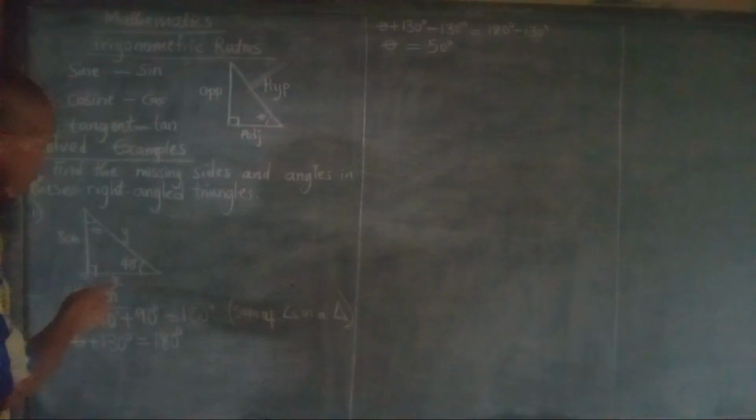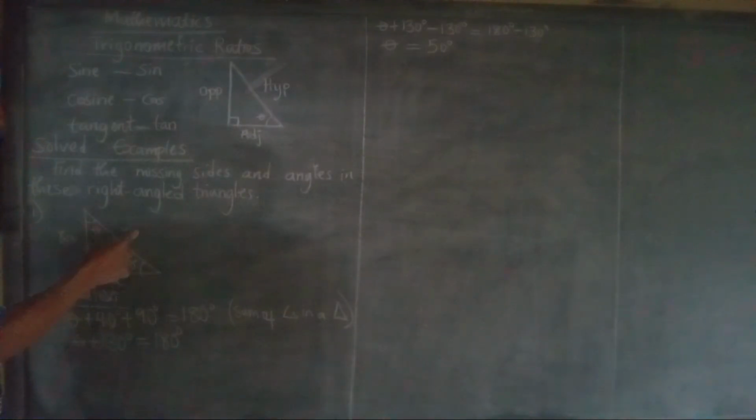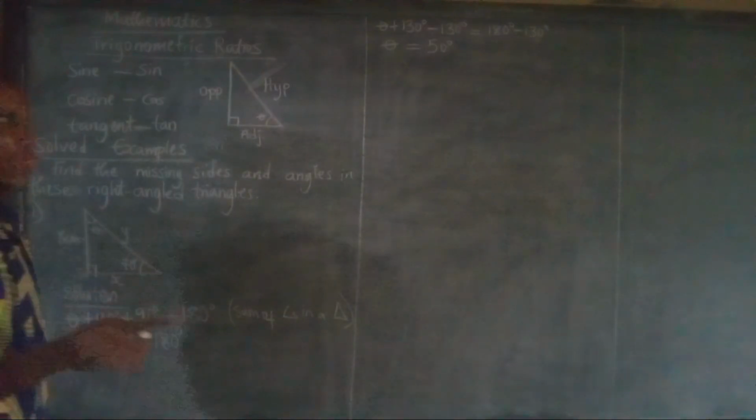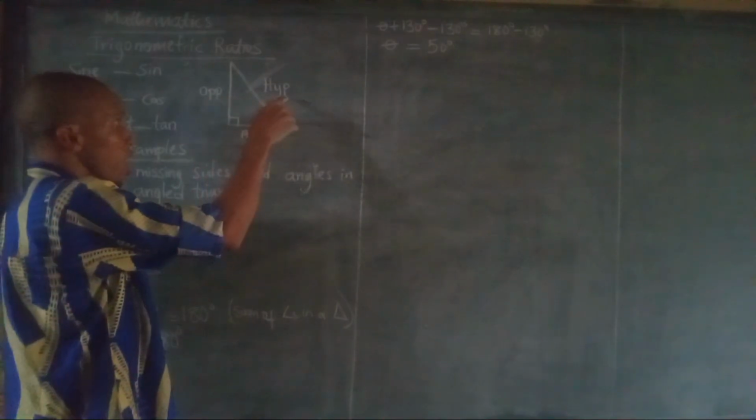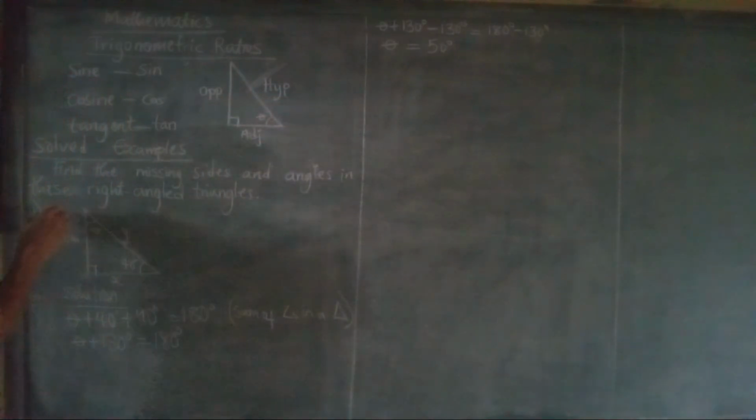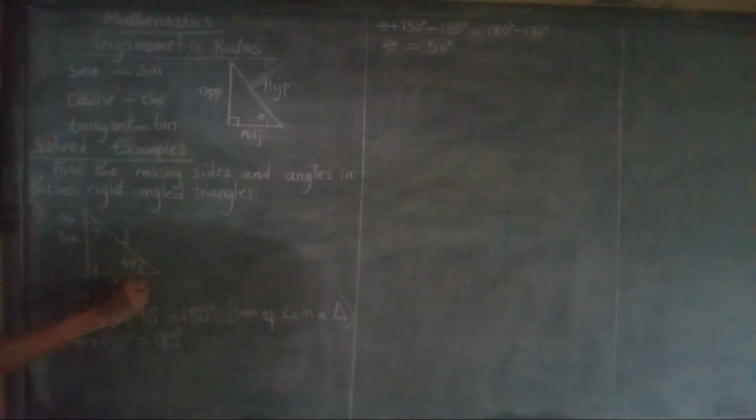Now we're left with finding the two missing sides. Before we continue, we need to identify the opposite, the adjacent and the hypotenuse. Talking about this, since the angle we intend using is 40 degrees, the side facing this angle is the opposite. The other side, which is not facing the 90 degrees, is the adjacent. And the longest side of the triangle, which is the side facing 90 degrees, is the hypotenuse.